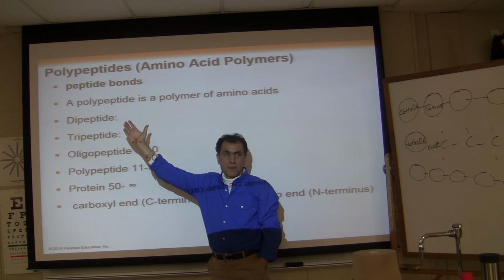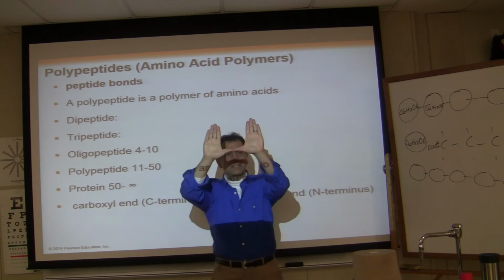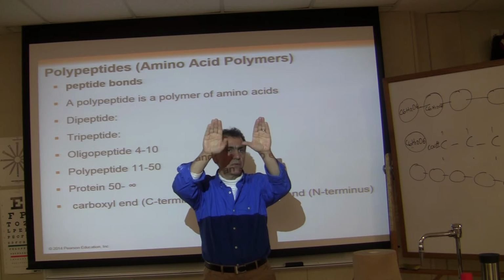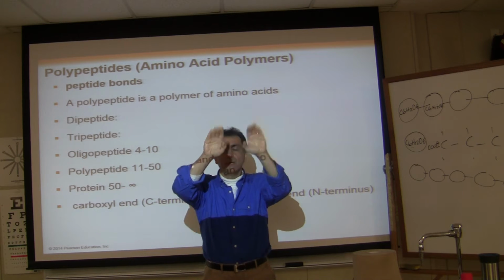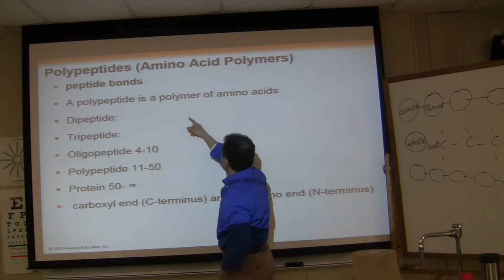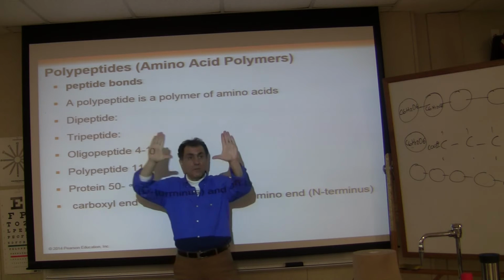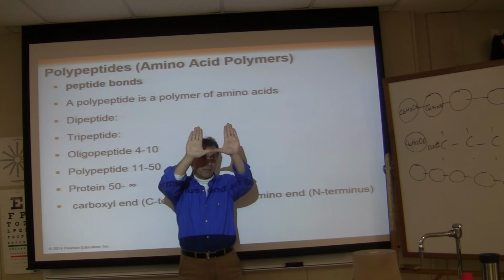What is a peptide bond? When you attach two amino acids together, the bond between the two amino acids is called a peptide bond. Right here, this is called a peptide bond. A polypeptide is a polymer of amino acids. When two amino acids attach to each other, it is called a dipeptide.